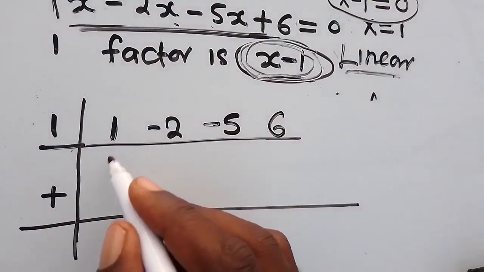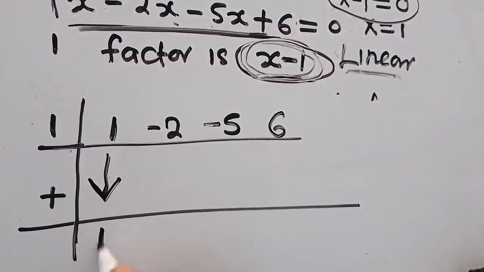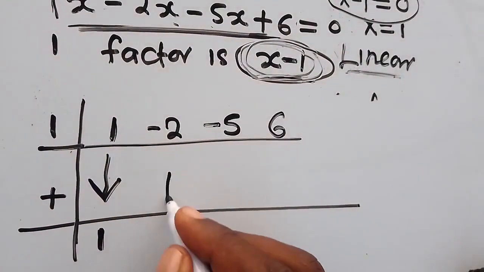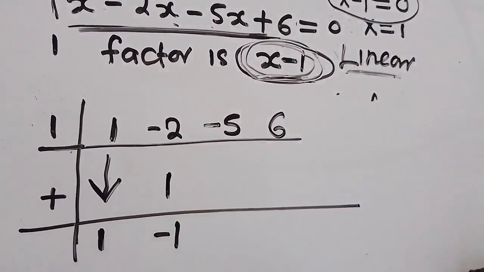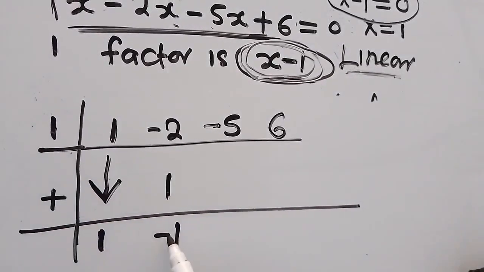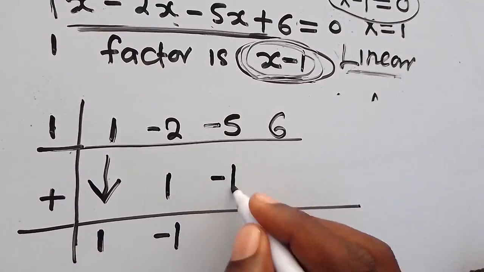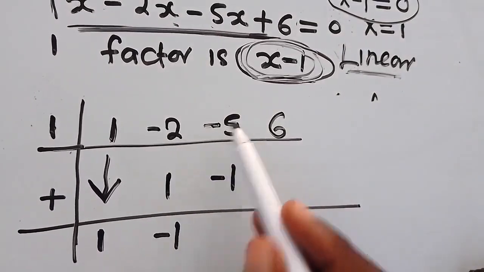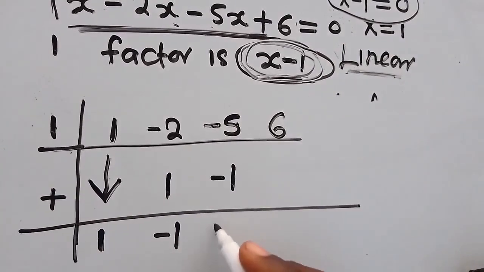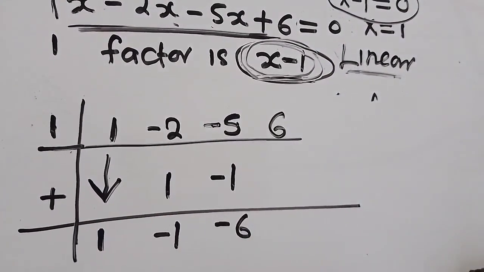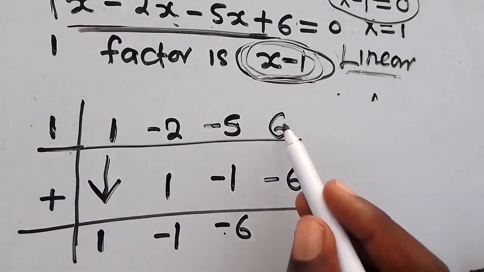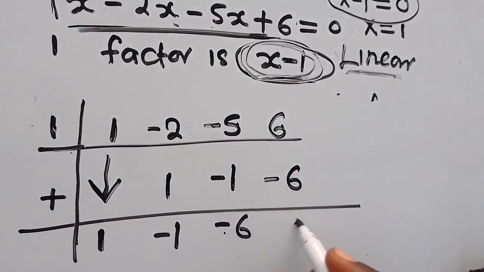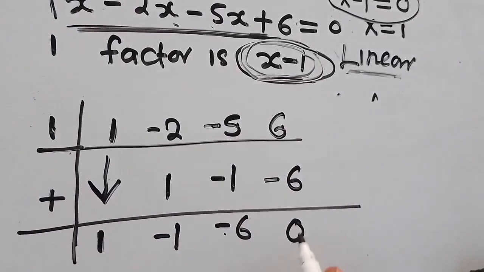With this now, this one comes down here. We've got a 1, so you multiply 1 times 1. It is 1. Then negative 2 plus 1 is negative 1. 1 times negative 1 gives you negative 1. Negative 5 plus negative 1 gives you negative 6. Then 1 times negative 6 gives you negative 6. 6 plus negative 6 gives you a 0 there. So the remainder there is 0.